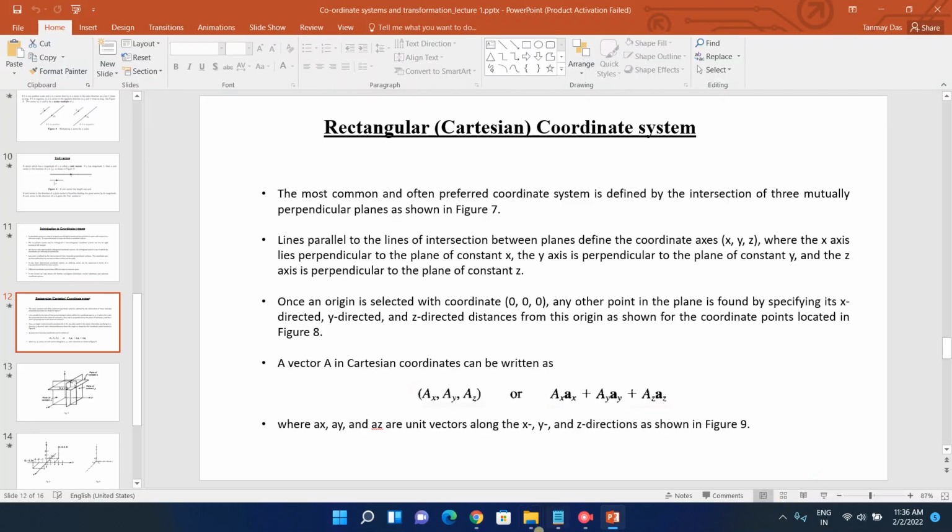We have gone through the basic discussion regarding vectors, examples of vectors, and the difference between vector and scalar. Then we have seen that in this chapter we will be getting introduced to three coordinate systems. One is the rectangular coordinate system, which is also called the Cartesian coordinate system. Next is the cylindrical coordinate system, and then we have the spherical coordinate system.